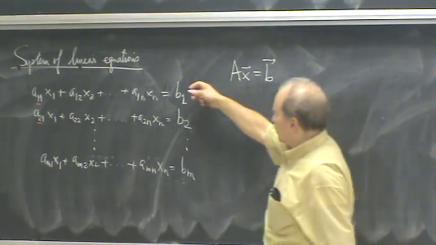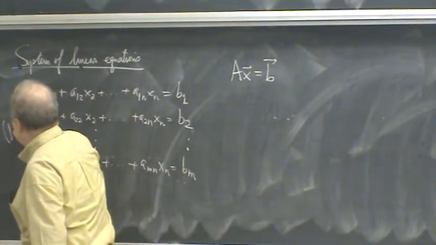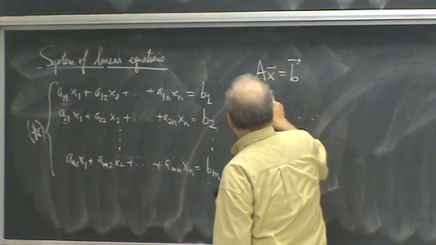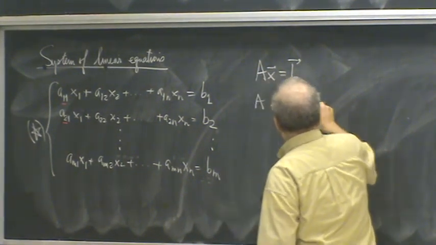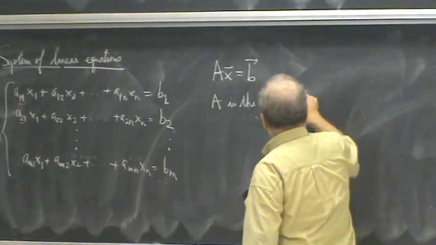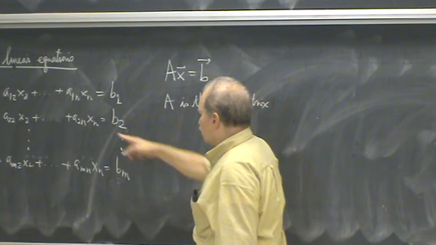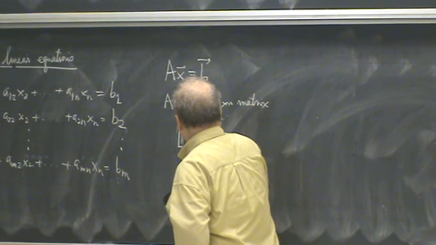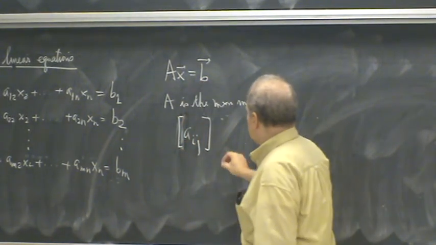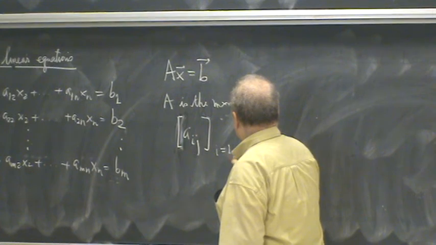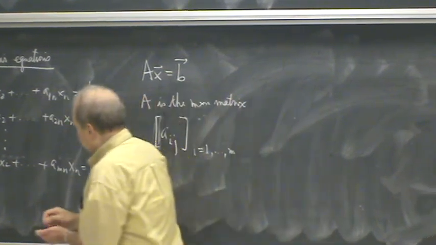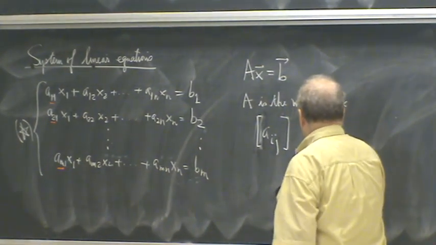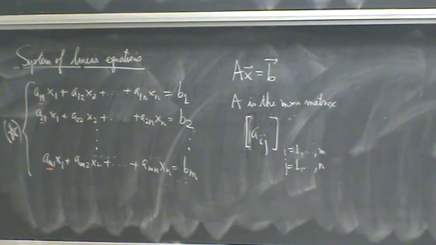So you can write this system of equations much more handily as AX equals B, where A is the m by n matrix that has all the coefficients of the x's. Right, so you have a_ij's, where i here is going from 1 to m. So the i variable is the first one that says which equation I'm looking at, and the j's are going from 1 to n, corresponding to the n variables.